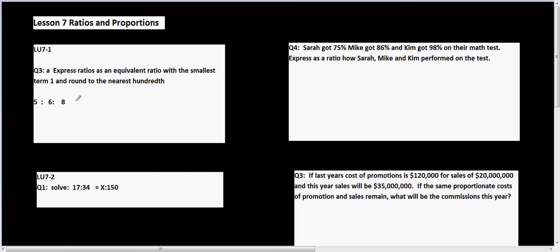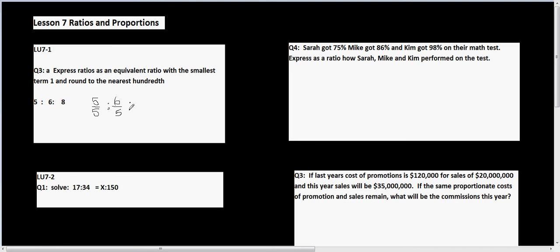So what do we do? Well, we take the 5 first, which is our smallest. We want that to become 1, the lowest term, so we divide it by 5. 5 divided by 5 is 1. Now we say that is going to be equivalent to 6 divided by 5. We see that that's going to be 1 point something.